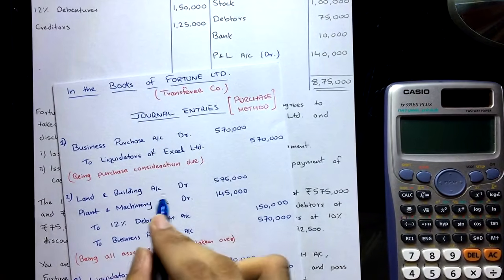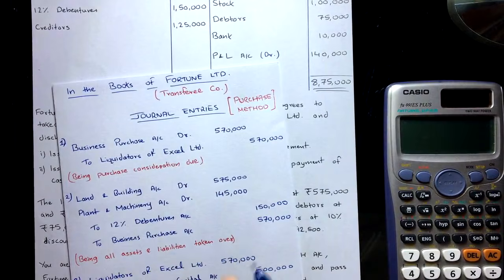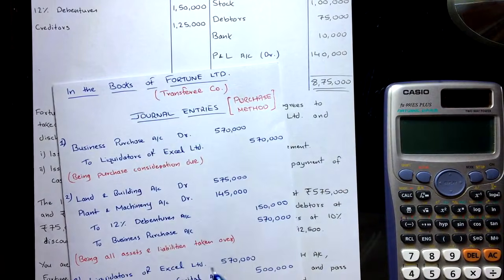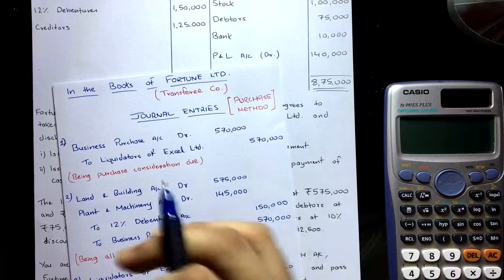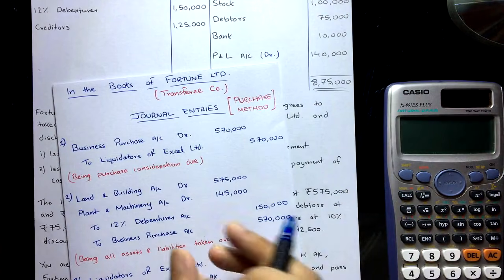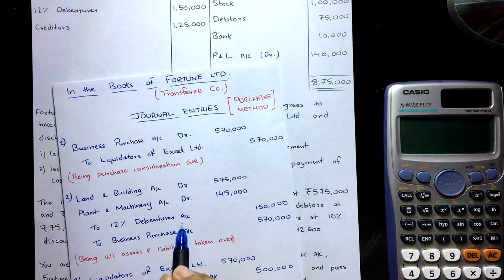So land and building account debit, plant and machinery account debit. Because you are increasing the assets in your new books, in the books of Fortune Limited. That is why you have to debit the assets. We have taken over these assets. Assets are increasing. Okay, and then you are taking over the liabilities also. You are taking those liabilities in your books, increasing those liabilities in your books, right?